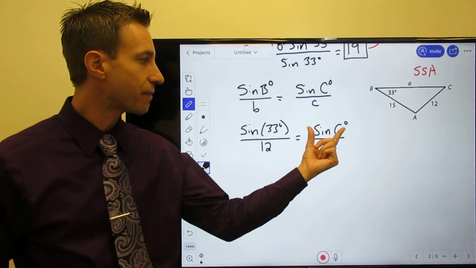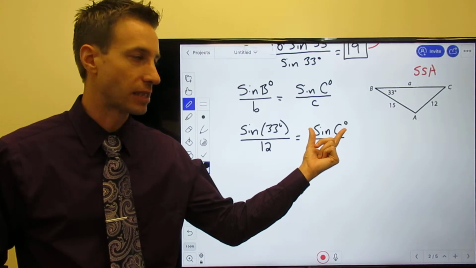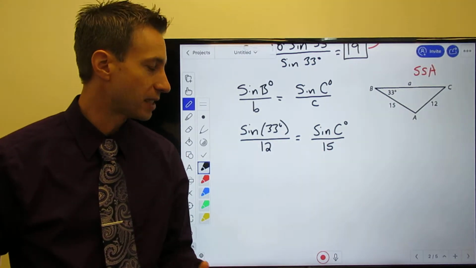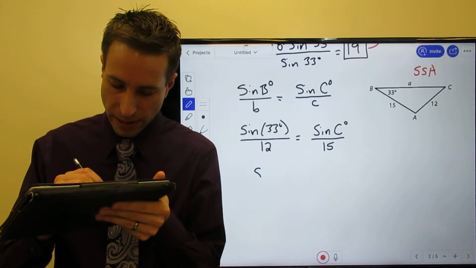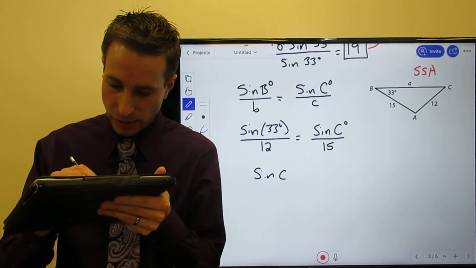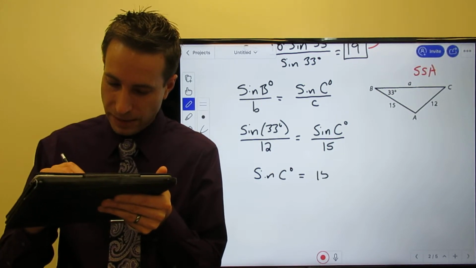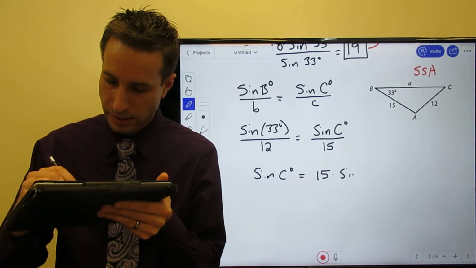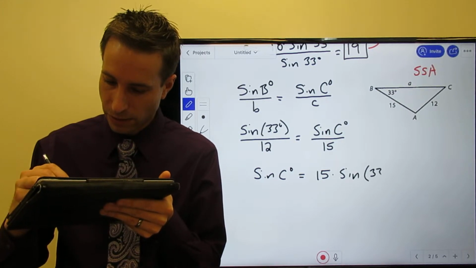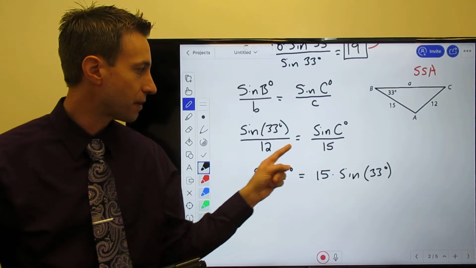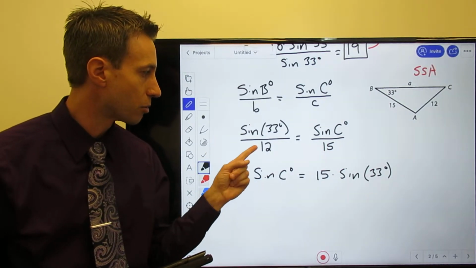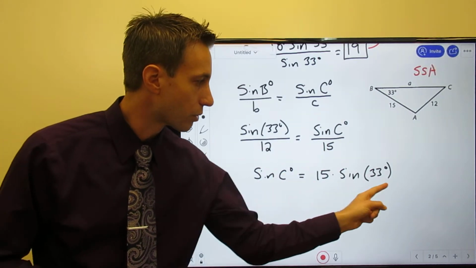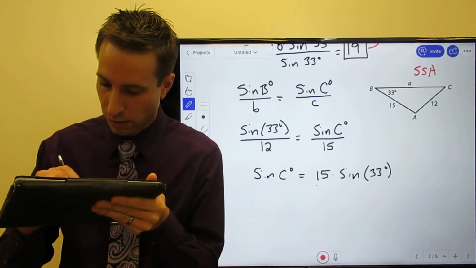Okay, great. Well, I've got to get sine of angle C by itself. So that means multiply the 15 to the other side. So we'll have the sine of angle C is equal to 15 times the sine of 33 degrees. When I multiply the 15 to the other side, it gets multiplied into the numerator, and then I have division by 12. So this whole thing will be divided by 12.